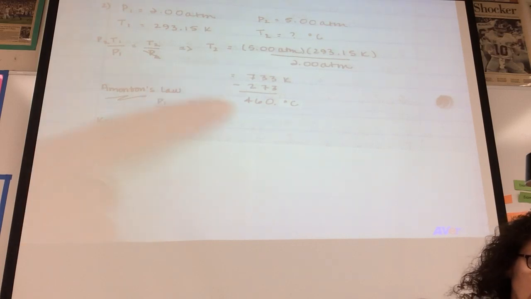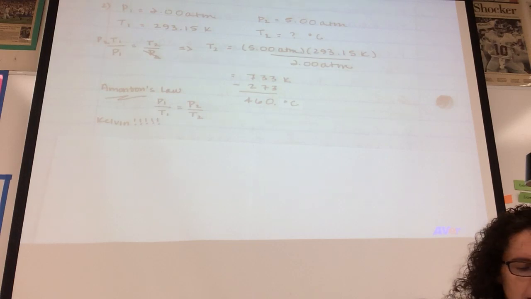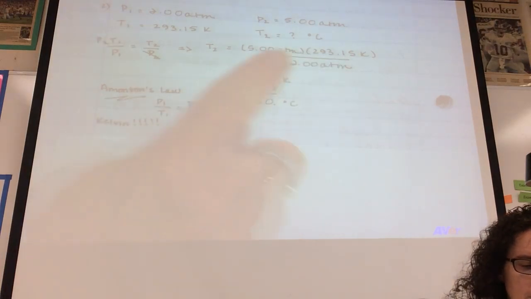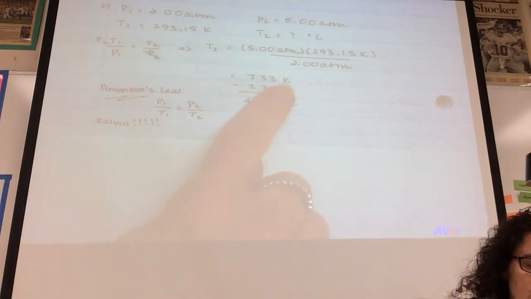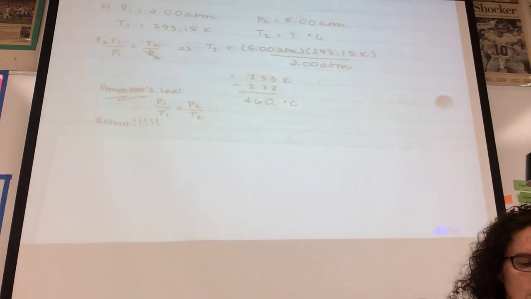All right, and on these you really need to show your work. I don't need to see how you got Kelvin, but I need to see your work here. Please don't just plug numbers in. You're using quantities in chemistry. Once you get the temperature in Kelvin, you'll subtract 273 from it.